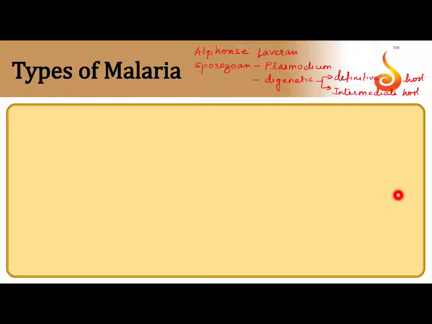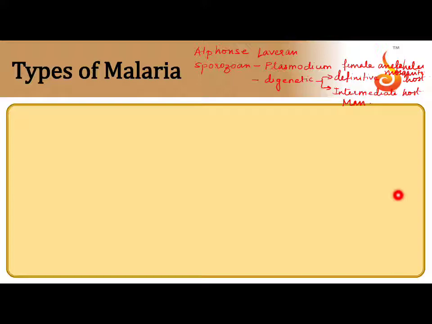So, wherever the organism completes its sexual reproduction, we call it the definitive host. In this case, it happens to be the female Anopheles mosquito, while the intermediate or the secondary host happens to be man.